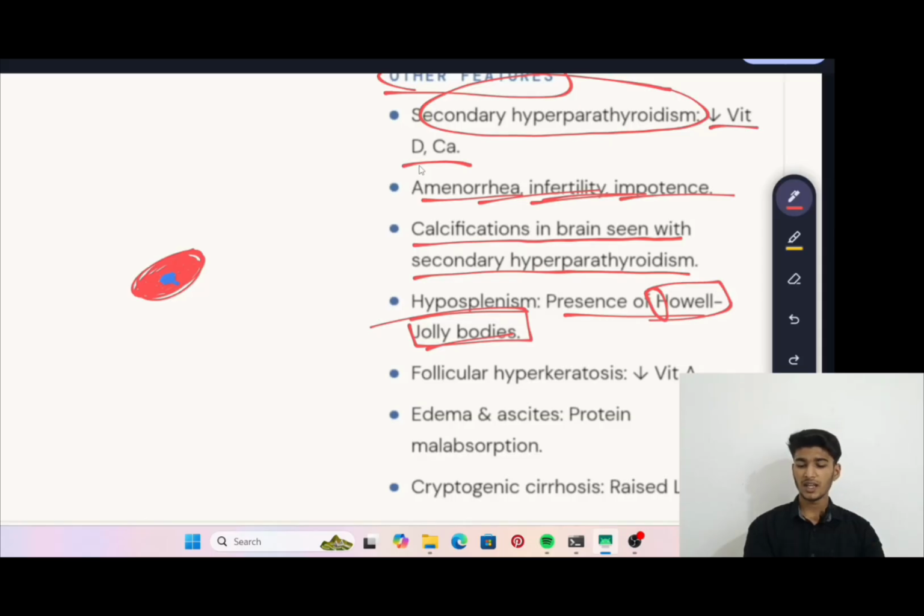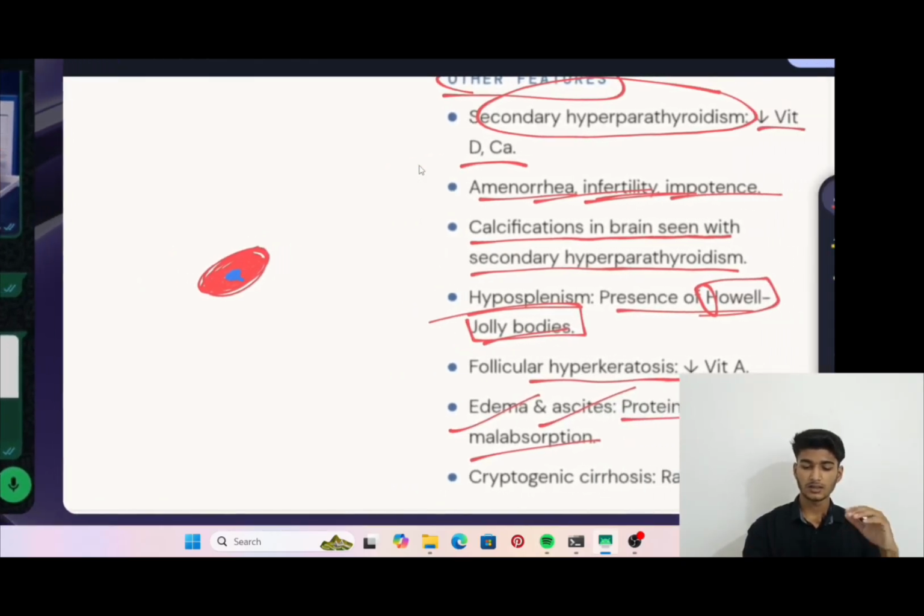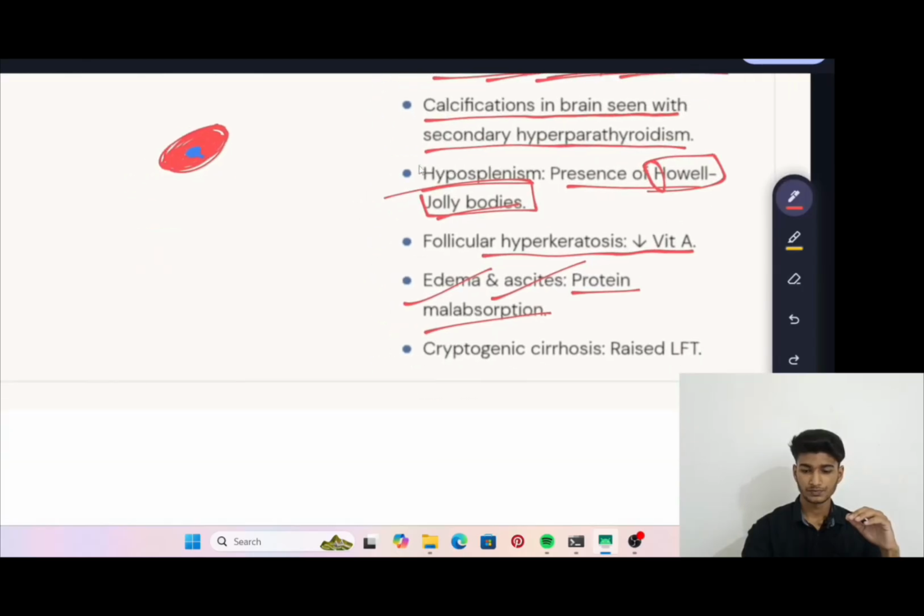If vitamin A absorption is decreased, the patient has follicular hyperkeratosis. If protein is malabsorbed, he is suffering with edema and ascites. Cryptogenic cirrhosis: if LFT levels are raised, it is cryptogenic cirrhosis.